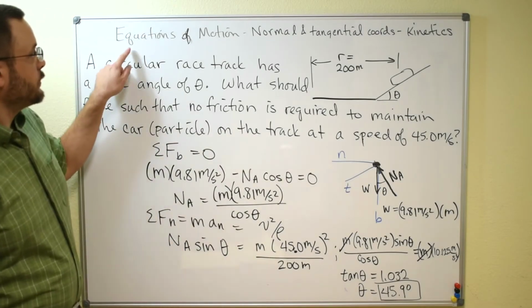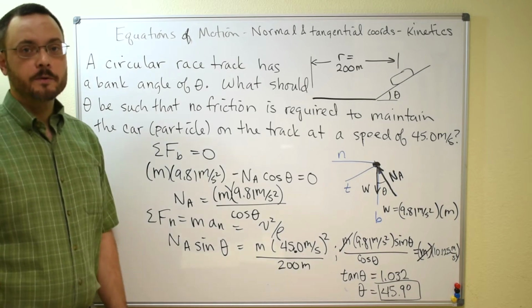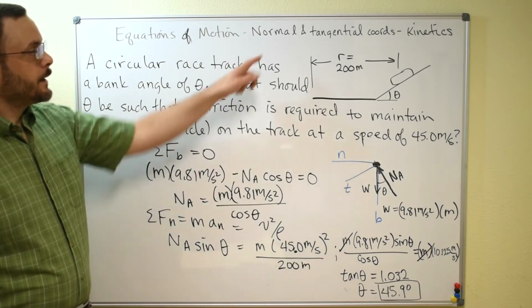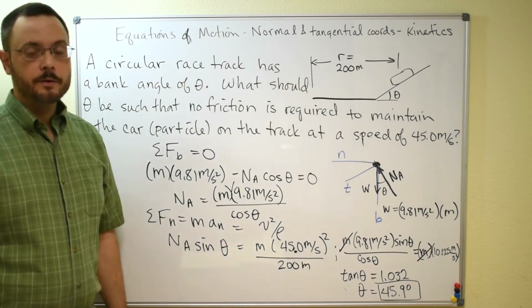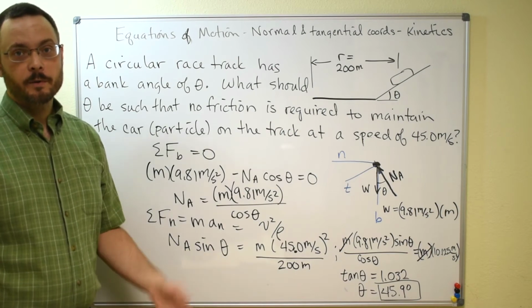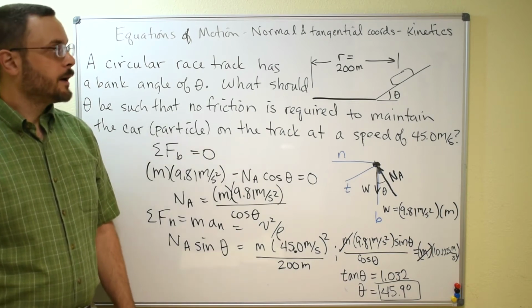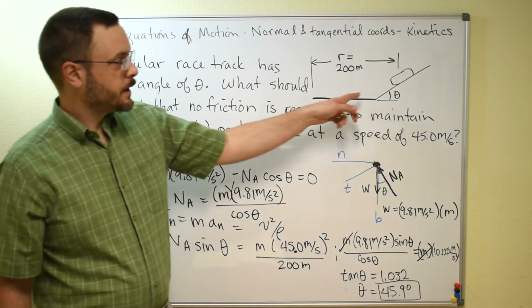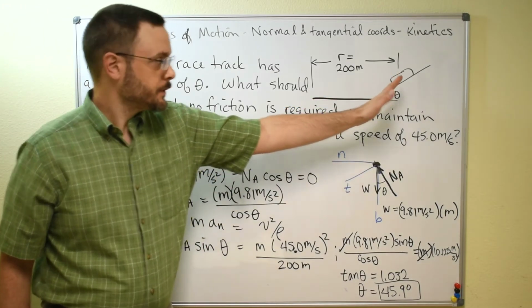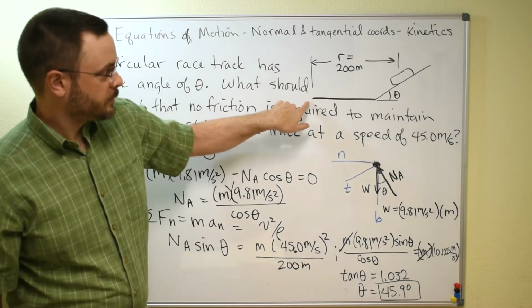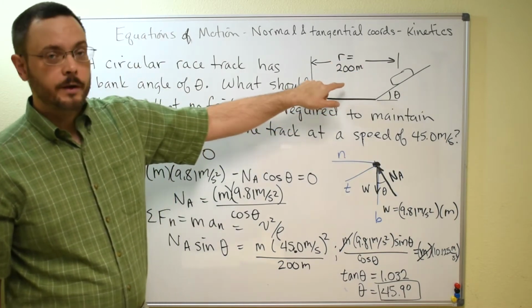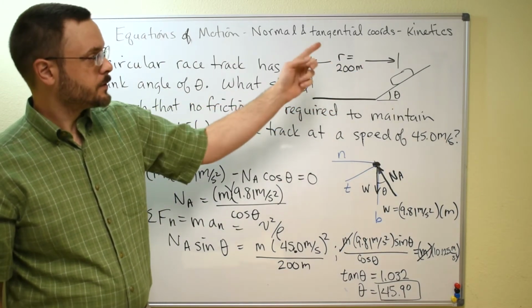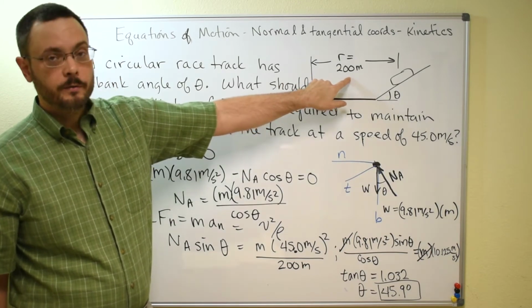So for this problem we are also going to have an equations of motion approach. We're looking at normal and tangential coordinates, and this will be a kinetics problem, so we'll be looking at force and acceleration. So we have a racetrack that has a circular portion that's going around this middle portion here, and the radius of the circular racetrack is 200 meters.